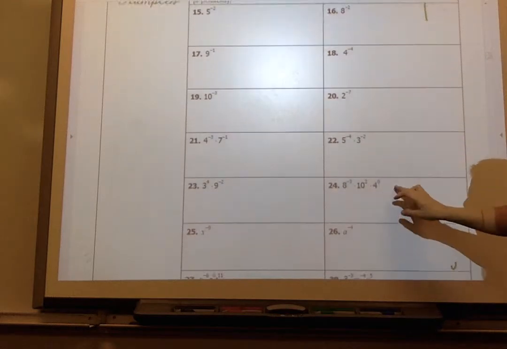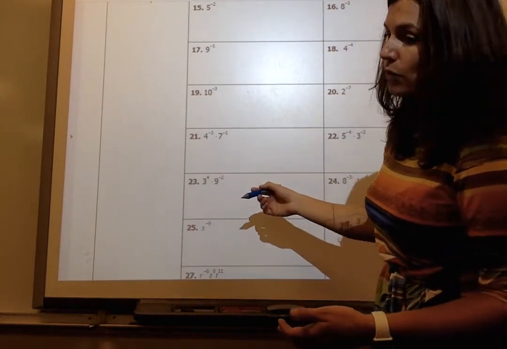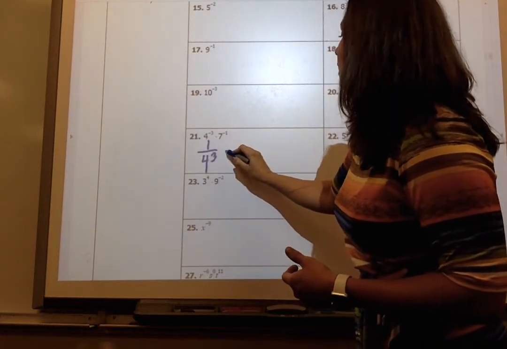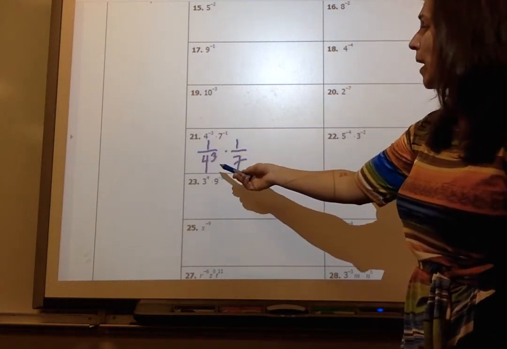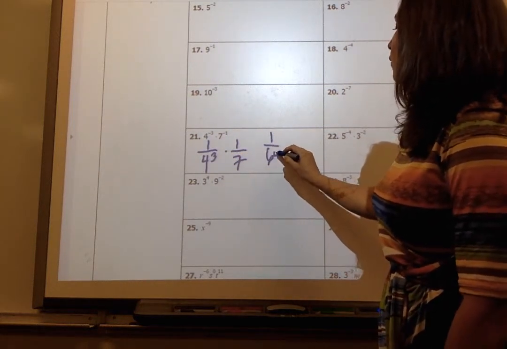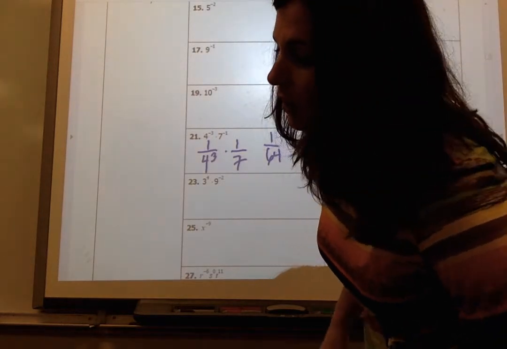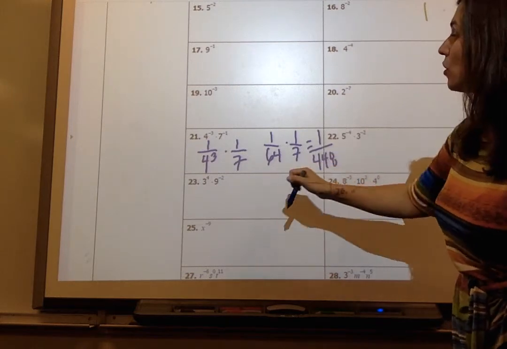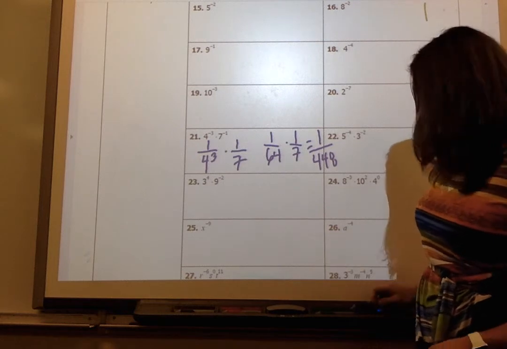So over here, my bases aren't the same, so for number 21, it's going to look like 1 over 4 cubed times 1 over 7. So 4 to the third power is 64. 1 over 64 times 1 over 7. And I'm going to cheat and look at my notes, and I'm going to tell you that it is 1 over 448. So you piece them together, and then you multiply normally like we would on those fractions.